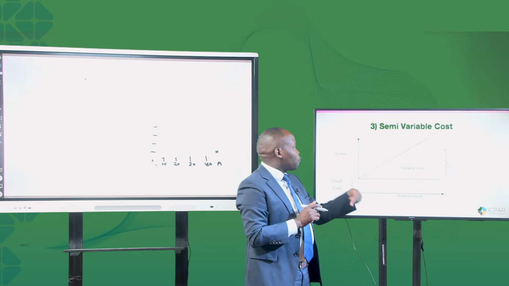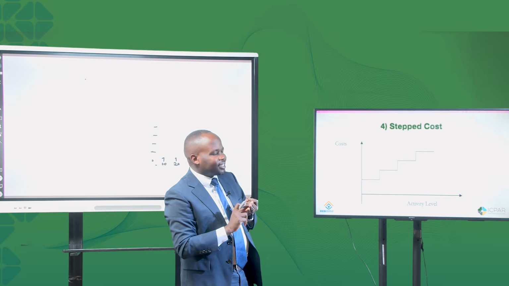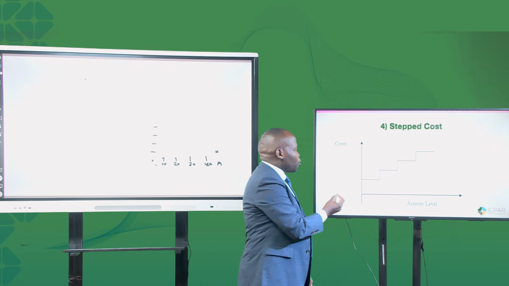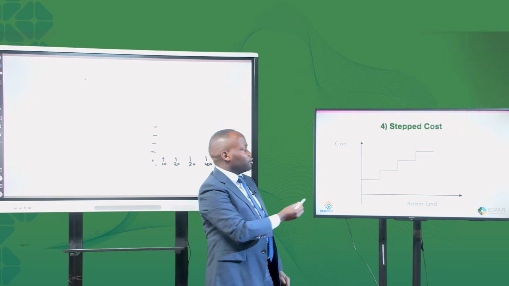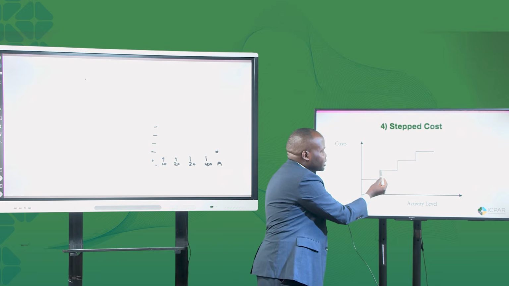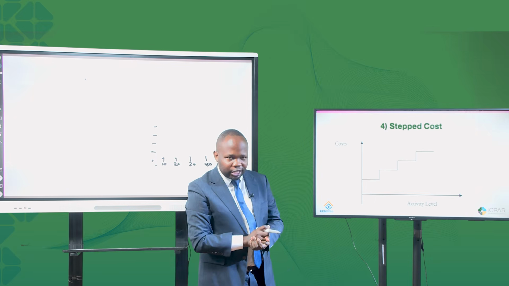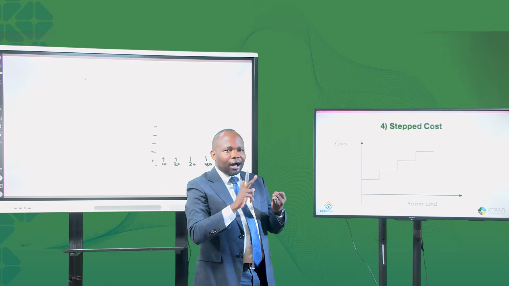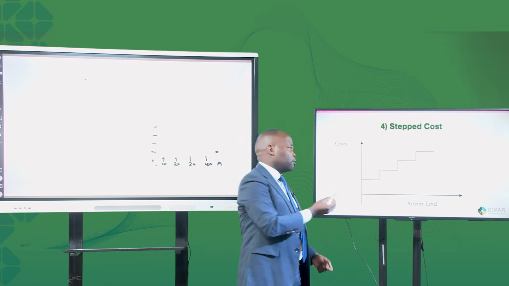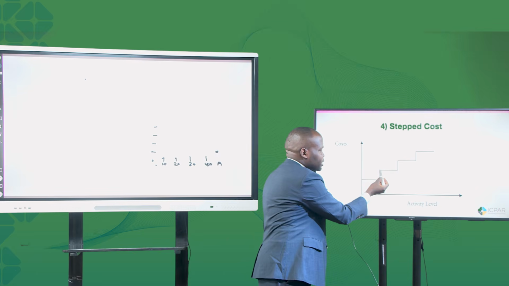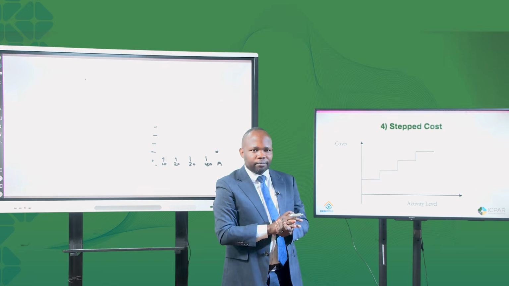The next type of cost is stepped cost. Now, a stepped cost is a cost that is constant up to a given activity level, beyond which it changes, then remains constant for the next bracket of activity. We defined it in chapter 2, a cost that is constant up to a given activity level, beyond which it changes, then remains constant for the next bracket of activity.